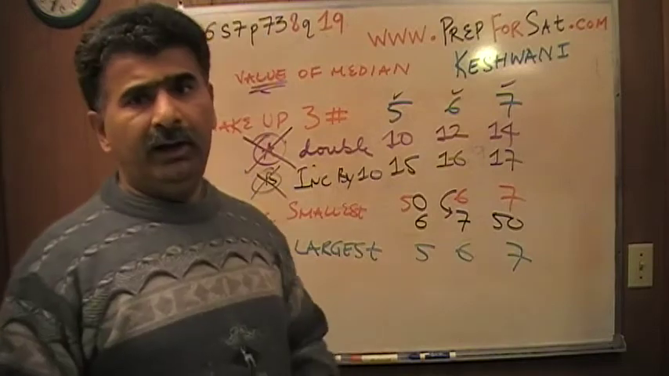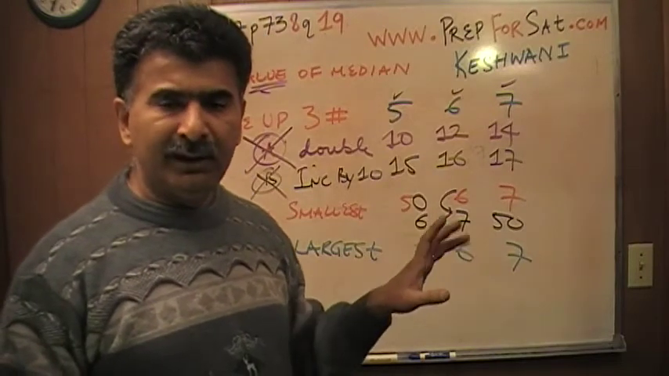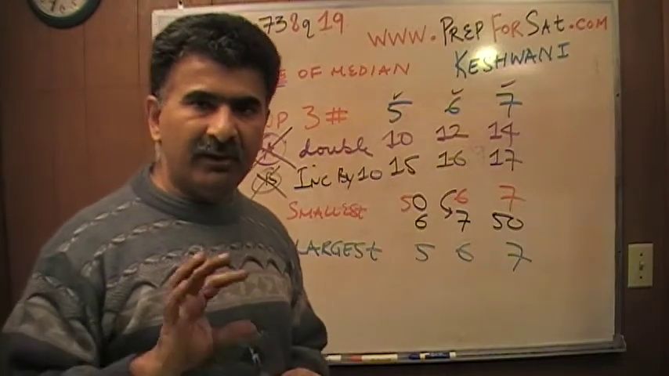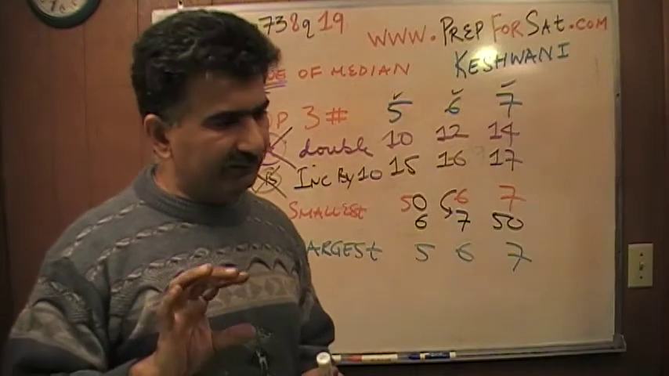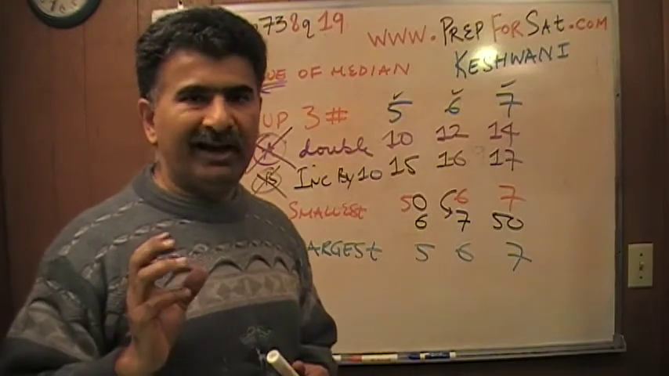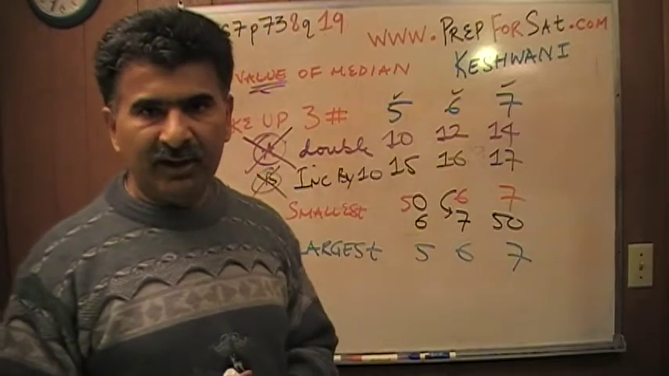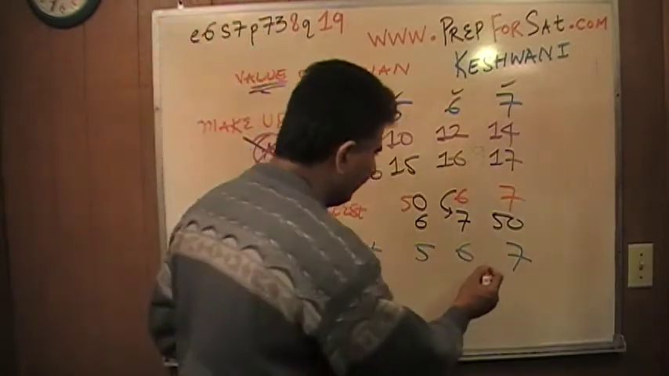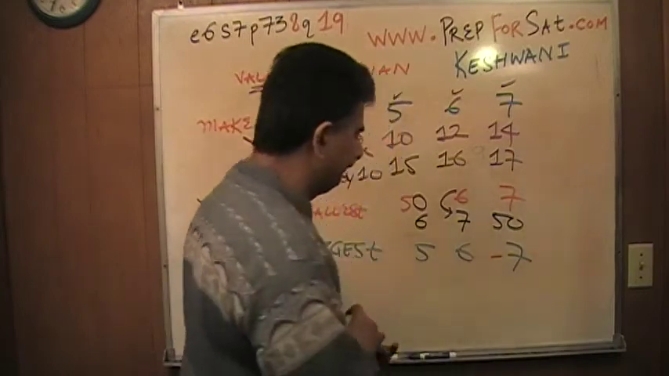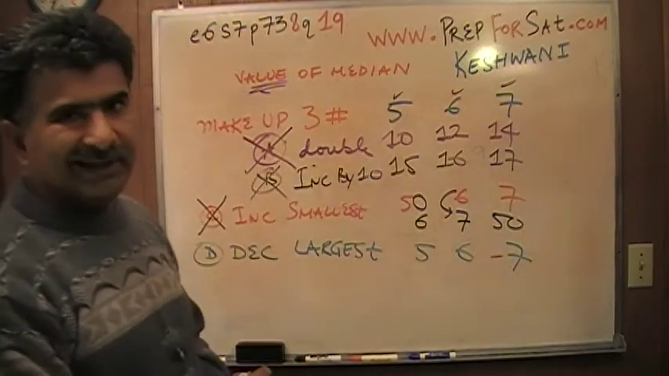The quickest way to decrease the number, whenever in the SAT they tell you to manipulate numbers like this: if they ask me to increase the number, I just stick a 0 at the end. That's the easiest way to increase something. If they ask me to decrease something, I don't waste my time erasing this and rewriting something smaller. Just stick a negative sign in front of it. So now it's 5, 6, and negative 7.